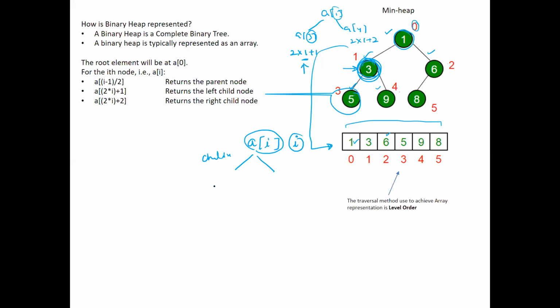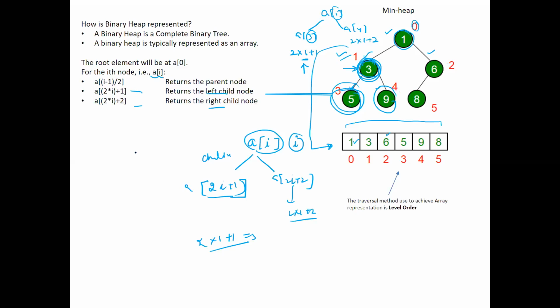This is a general concept. 2 into I plus 1 is the index of the left child. 2 into I plus 2 is the index of the right child. That means if I take the element at index 1, that will be 2 into 1 plus 1, which is equal to 3. So at A3 the left child will be located. 2 into 1 plus 2, that means at A4 the right child will be located, and so on. For any element at index AI, you can find the left child and right child like this.